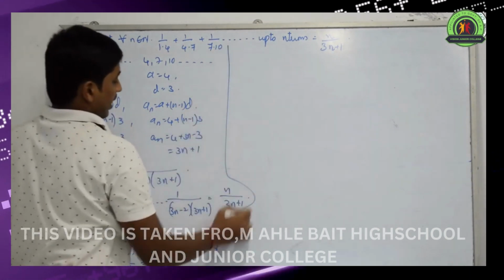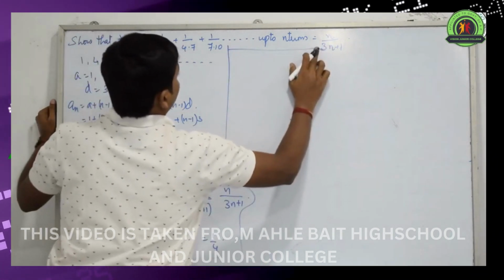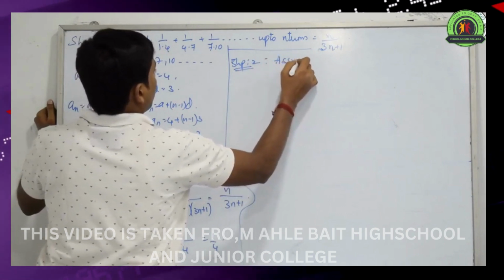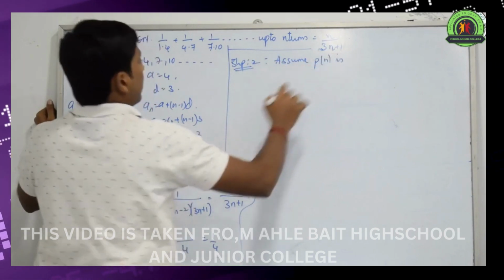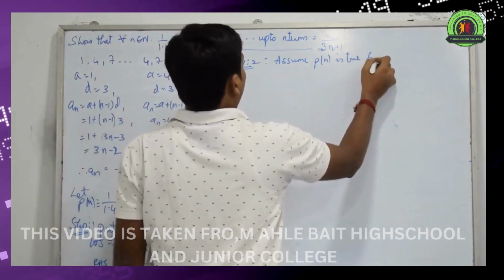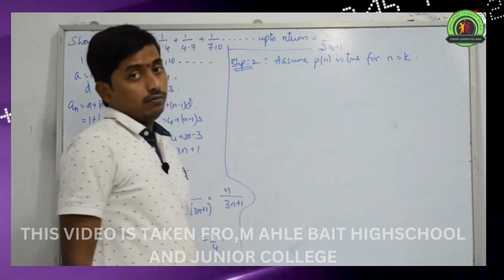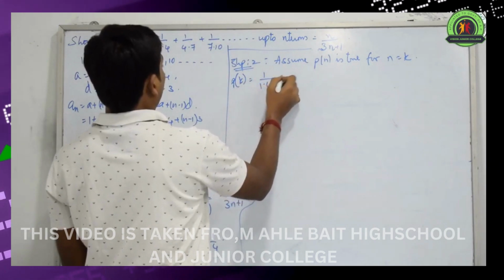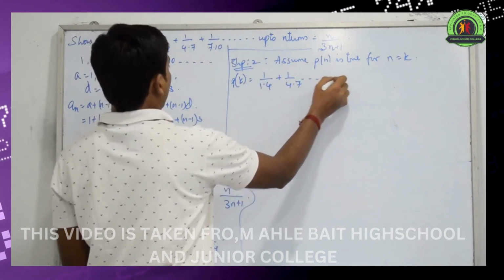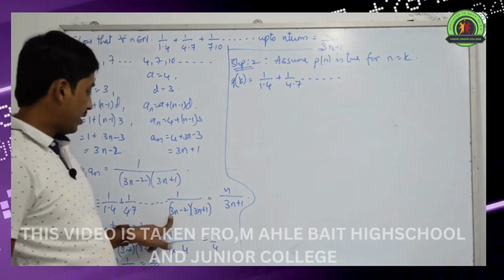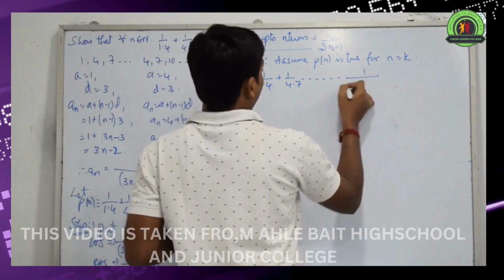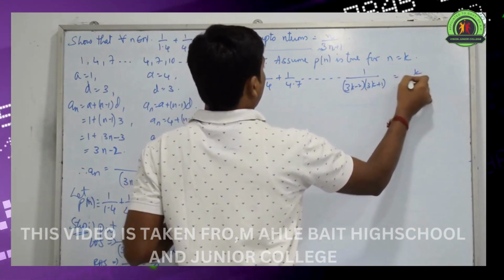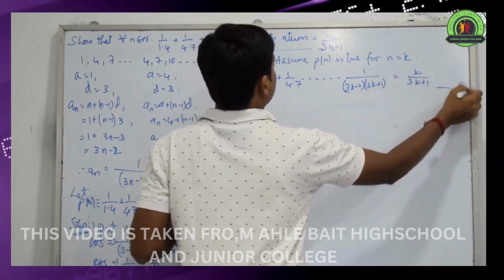Okay. Now, what will be the second statement? That is, we have to assume P of n is true for n equal to k. Yes, that is P of k is equal to 1 by 1 into 4 plus 1 by 4 into 7 and so on up to, what is the nth term? 1 by 3k minus 2 into 3k plus 1, that is equal to k by 3k plus 1. This is my second statement.